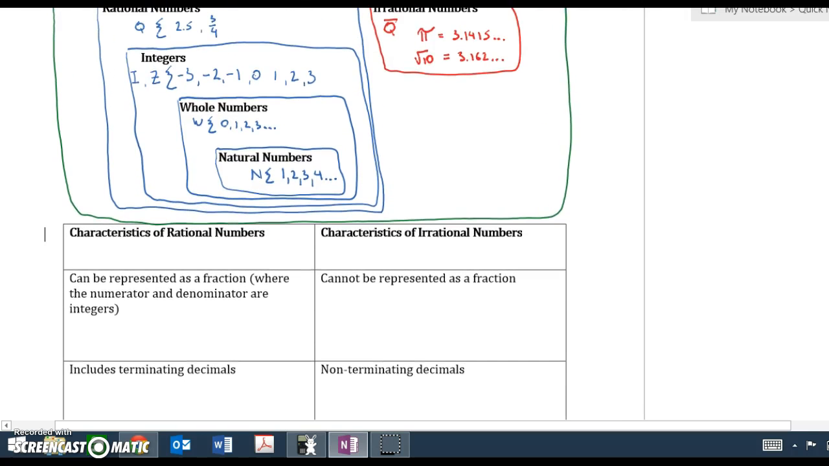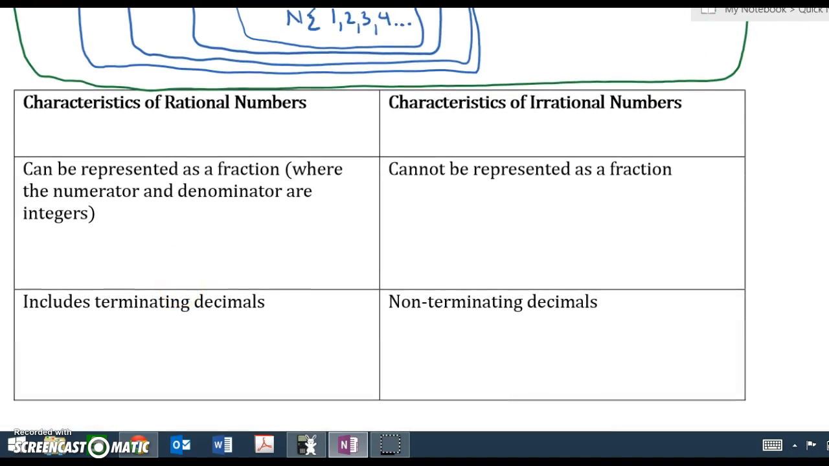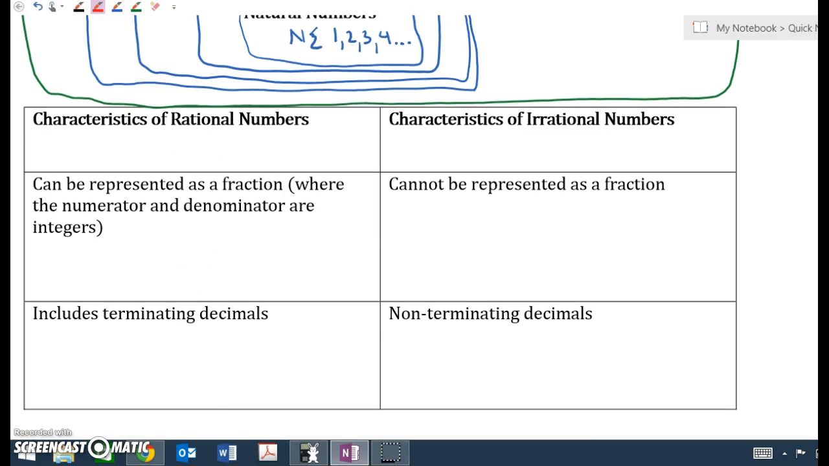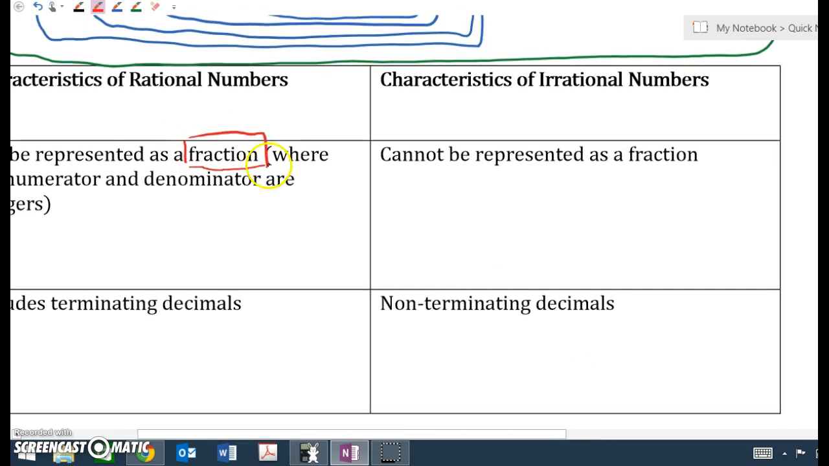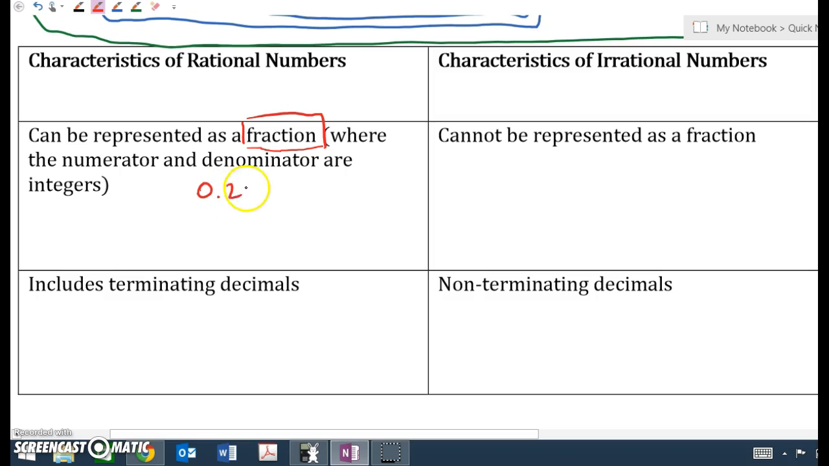Okay, the hard part here is distinguishing between the rational numbers and the irrational numbers, because they both involve decimals. So the simplest way to differentiate between the two groups is that rational numbers can be written as a fraction. So that's sort of their key feature there. You can go ahead and highlight that. So a number like 0.25, we know that can be written as a fraction, 1 over 4. So the key thing again is that rational numbers can be written as a fraction. So any terminating decimal can be written as a fraction.